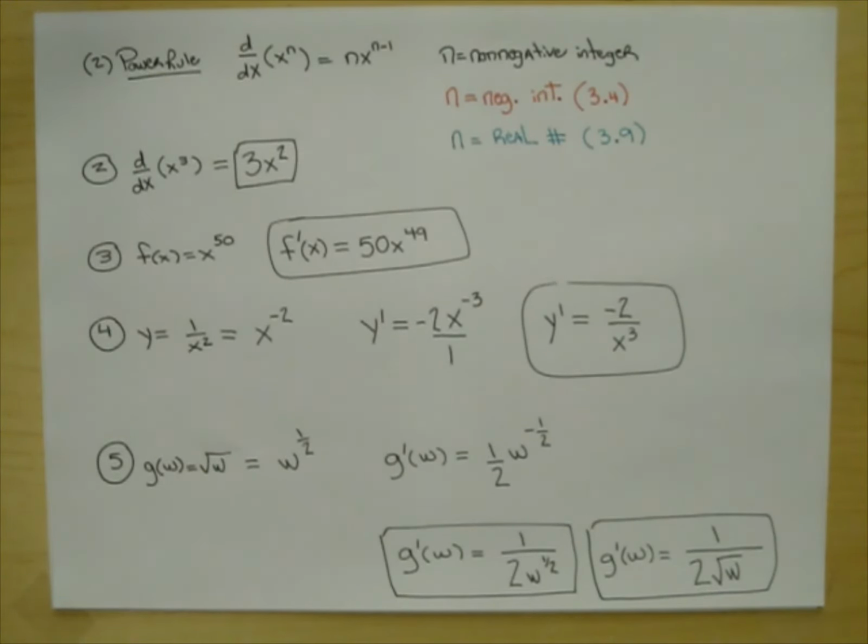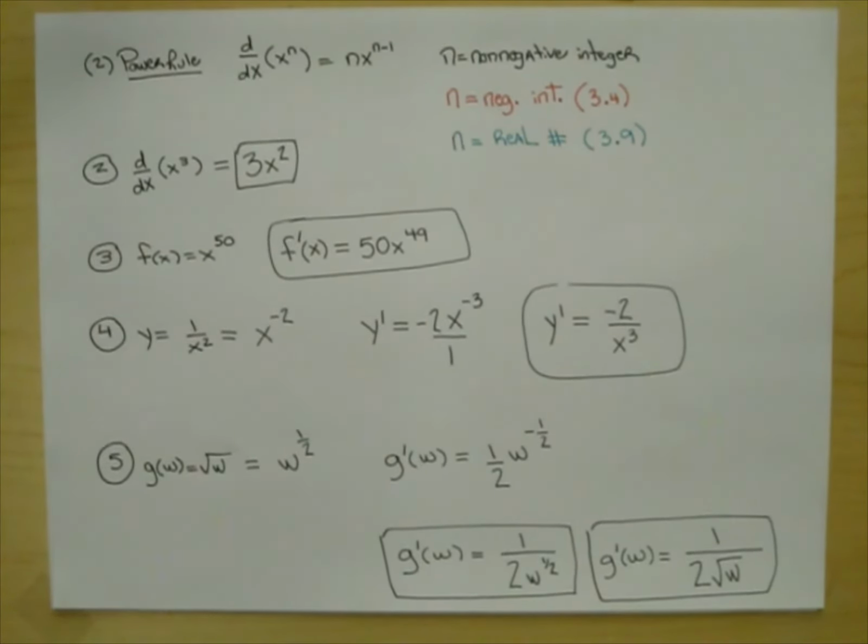We're going to go back to PowerPoint to prove our next shortcut. We have 2 shortcuts already, the constant rule and the power rule. The next one will be the constant multiple rule.